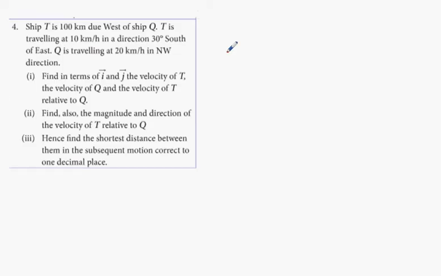So what's ship T doing? South of east. What does south of east mean? East is this direction. And what's south of it? Downwards. So it's travelling at 30 degrees this direction here. How fast is it going? 10. What does that make that? 10 cos 30 and 10 sine 30. Somebody do me a favor and tell me what 10 sine 30 and 10 cos 30 are.